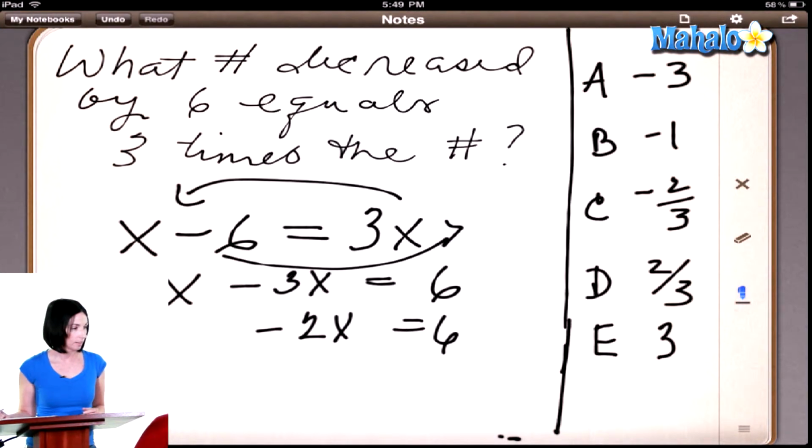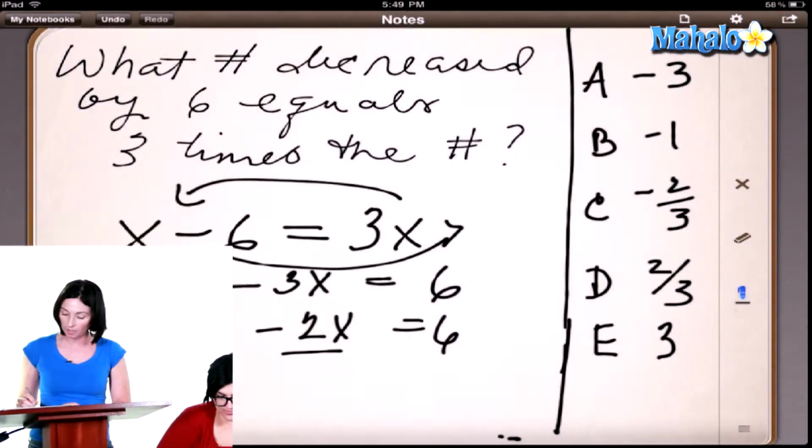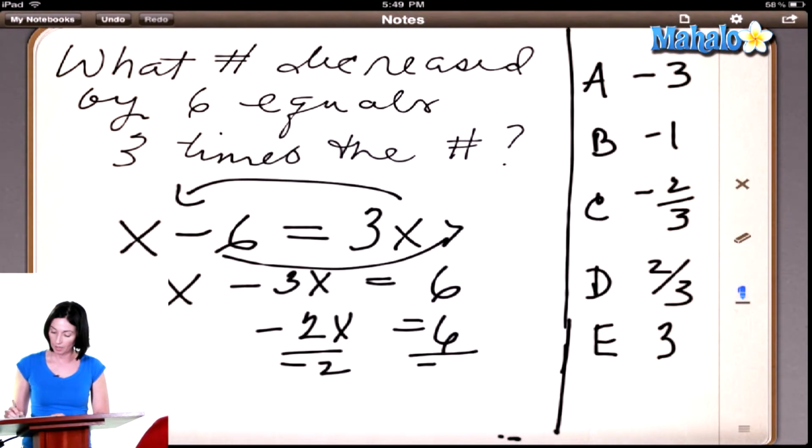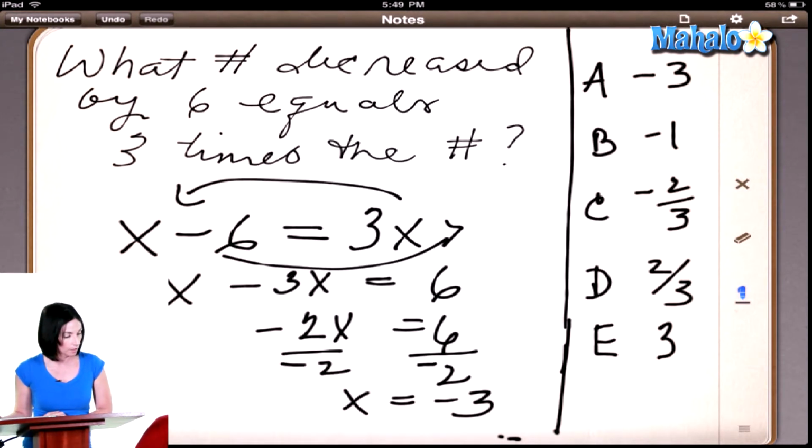divide both sides by 2. By? 2. By? Negative 2. Negative 2, right. If you divide by 2, you'll end up with the right number with the wrong sign. So you divide both sides by negative 2. And then we get x is equal to negative 3. So is that one of our answers? Yes.